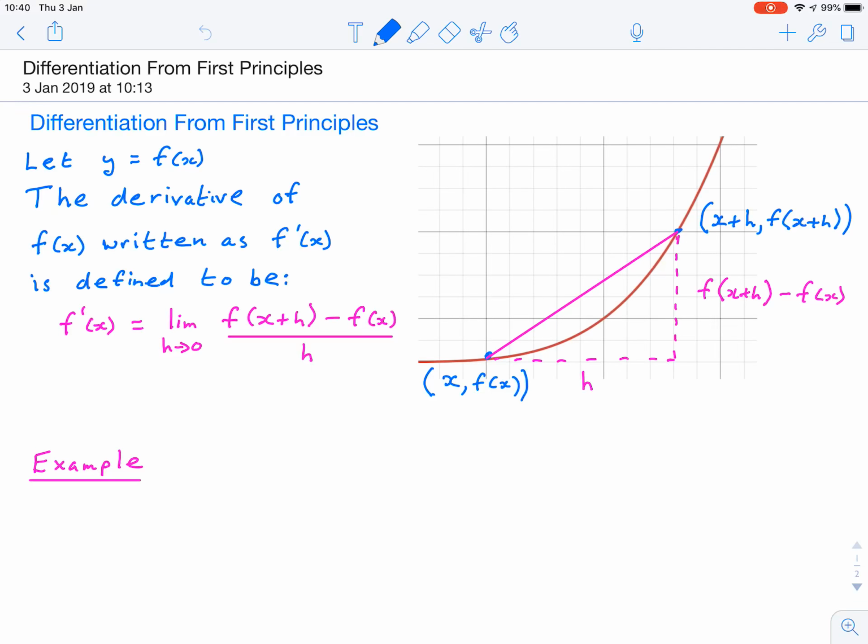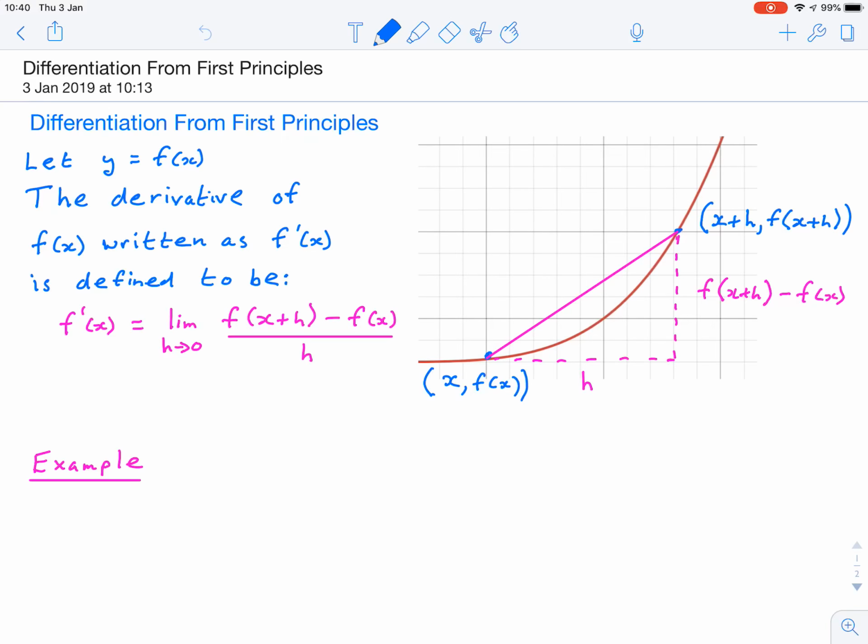In this video clip, we'll consider differentiation from first principles. Let y equal f(x). The derivative of f(x), written as f'(x), is defined to be f'(x) is equal to the limit as h tends to 0 of f(x + h) minus f(x), all divided by h. But what does that actually mean?